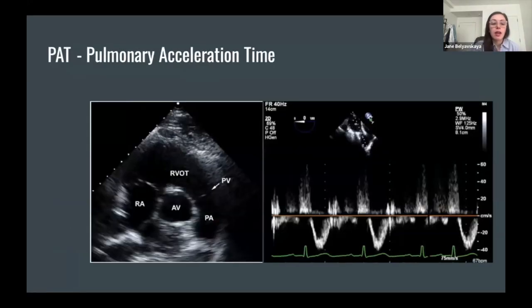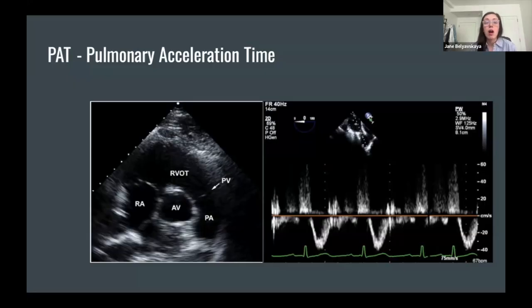The next thing that you can look at is pulmonary acceleration time, which refers to the time it takes for blood to accelerate within the pulmonary artery. In a patient with an acute change in their RV afterload, that number will be a lot shorter, as their right ventricle hasn't had time to compensate for the increased afterload. And so although a normal number for pulmonary acceleration time is greater than 130, a number less than 60 milliseconds suggests an acute obstruction. This is a harder view to get.